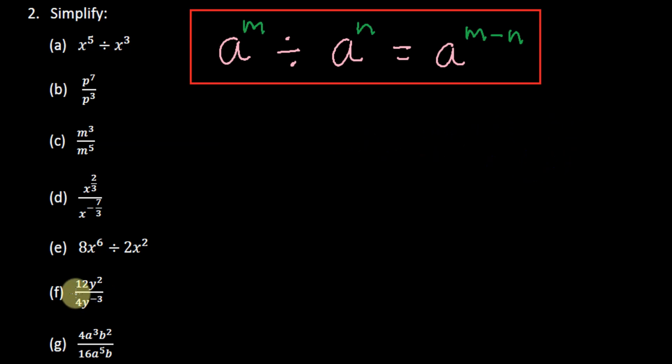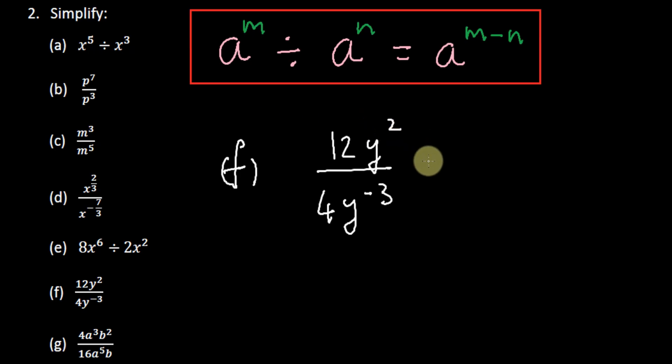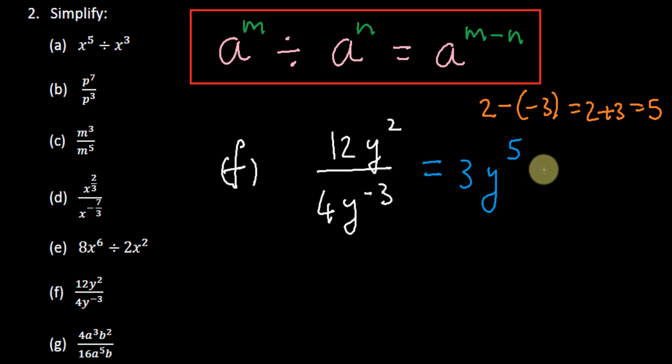Then in F, we have 12y to the power 2 divided by 4y to the negative 3. So we can start by dividing the numbers. So 12 divided by 4 is 3. When we divide the letters here, the y's, we can subtract the powers. And we know that 2 minus negative 3 is 2 plus 3, which is equal to 5. So this is going to be 3y to the power 5.